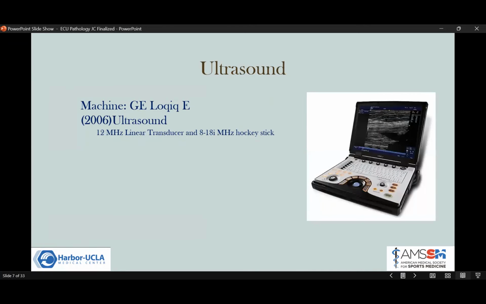I was fortunate enough to find this case, but at this clinic, this is the ultrasound model I had access to. It was actually a 2006 ultrasound Logiq E, so it's the first in the series. So it's a bit older, so the pictures are a little bit grainier. So I apologize for that, but I was able to capture all the pertinent anatomy relevant to this case. I used a 12 megahertz linear transducer, as well as an 8 megahertz hockey stick for the upcoming images.